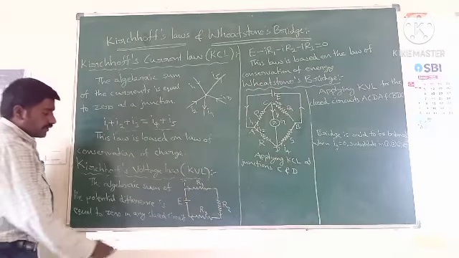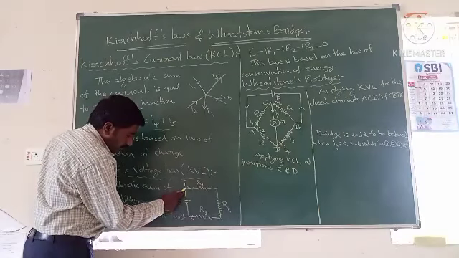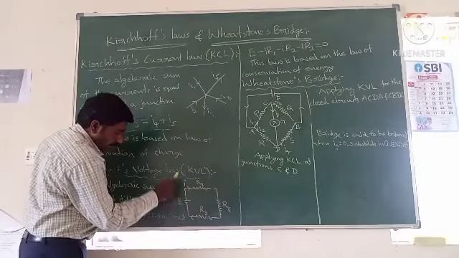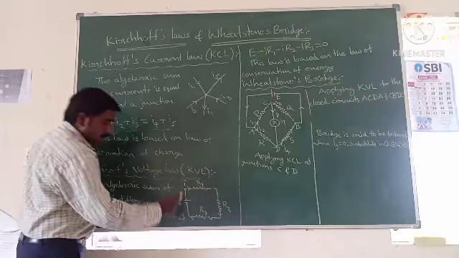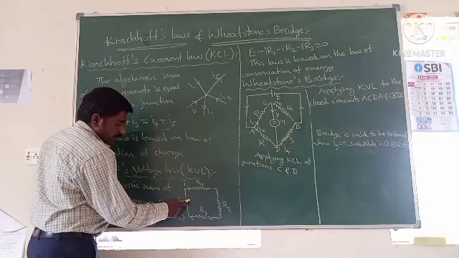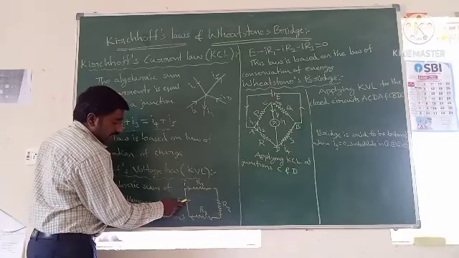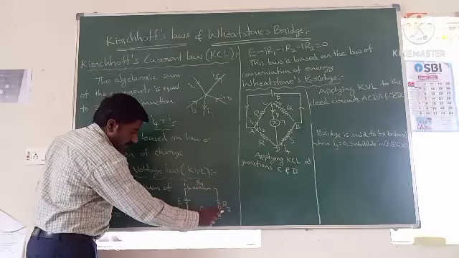Now according to KVL, the current passes from the positive terminal of the battery to the negative terminal of the battery. This is the current direction, and I is the current passing through the circuit. Here the battery potential difference is E, and we are moving from the positive terminal. This is our movement direction.